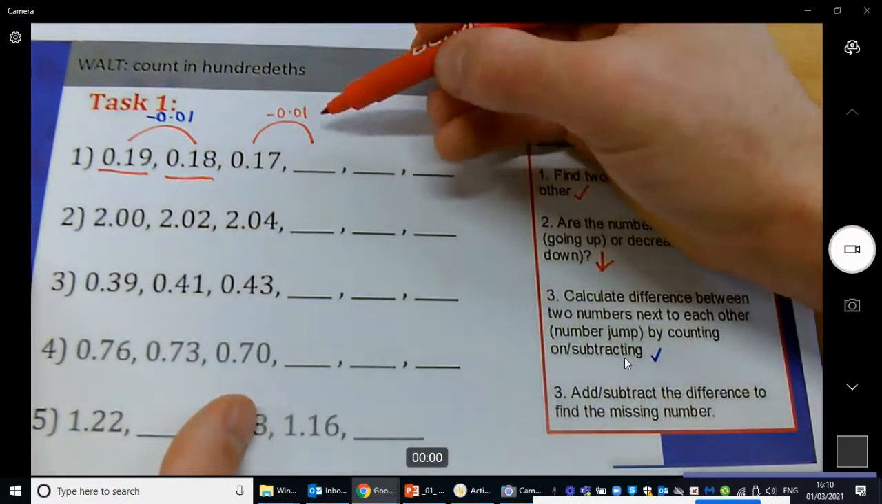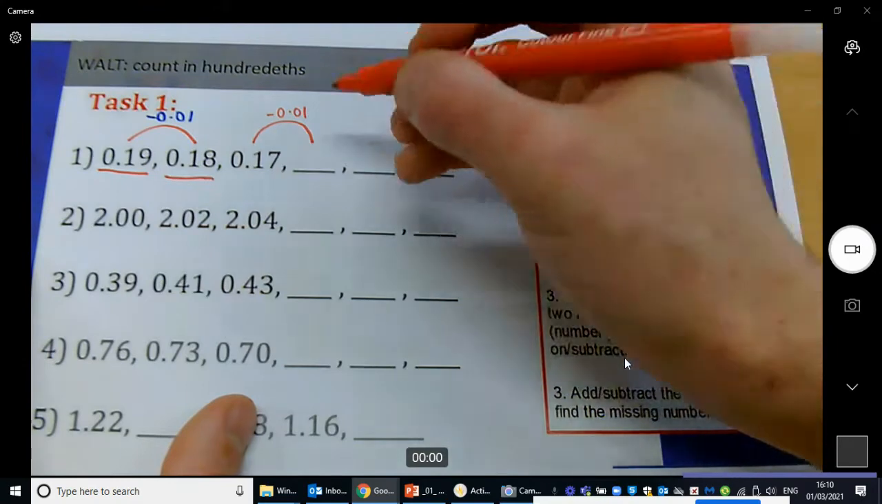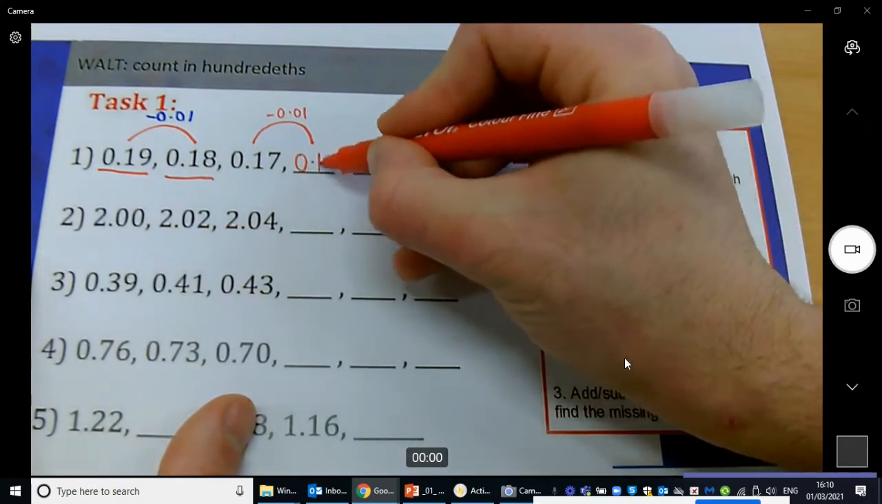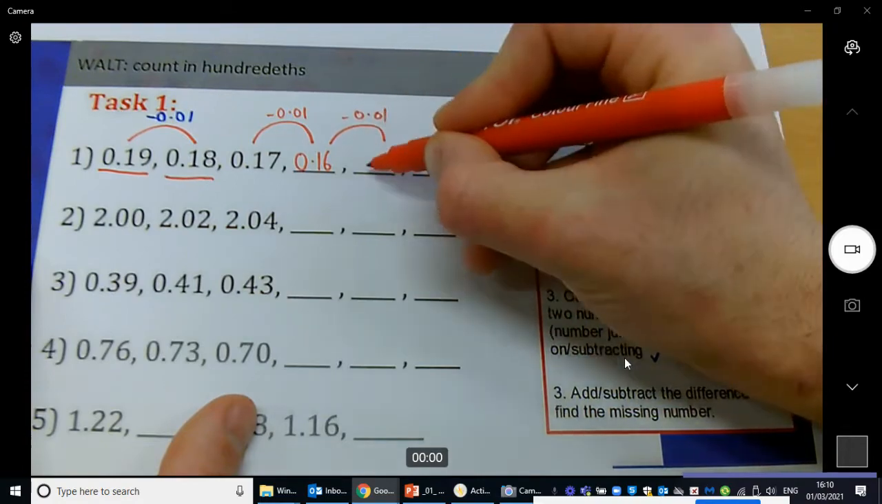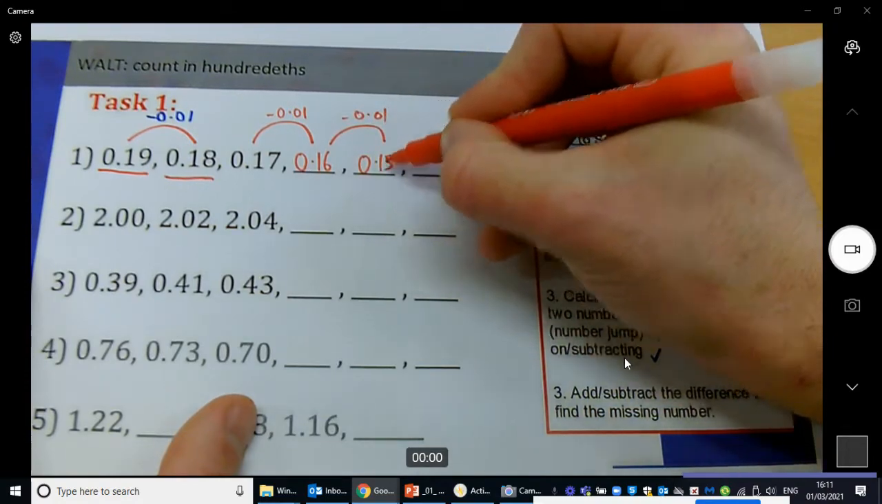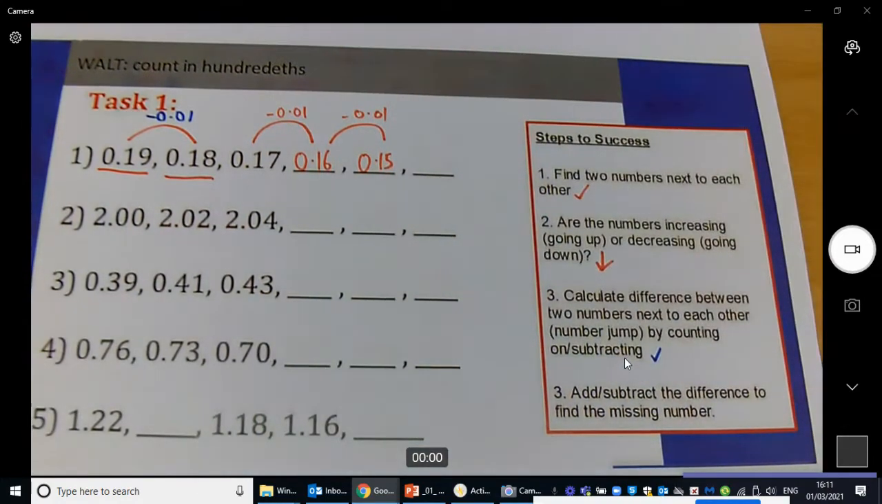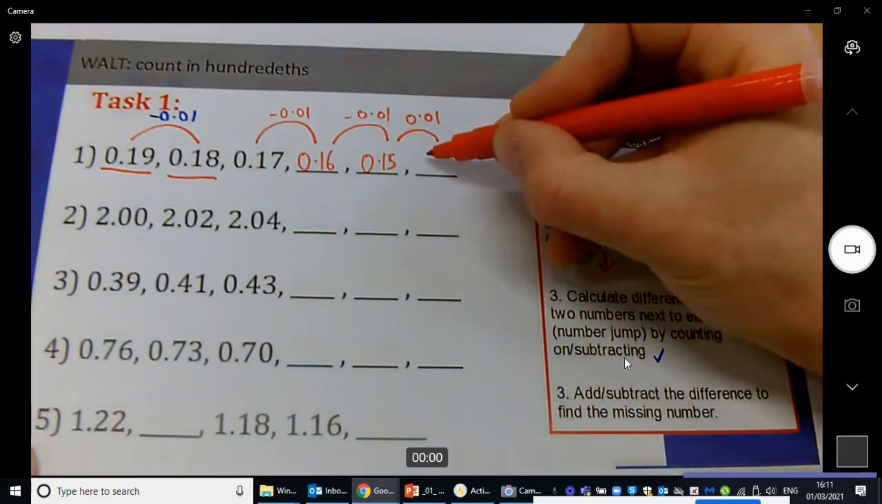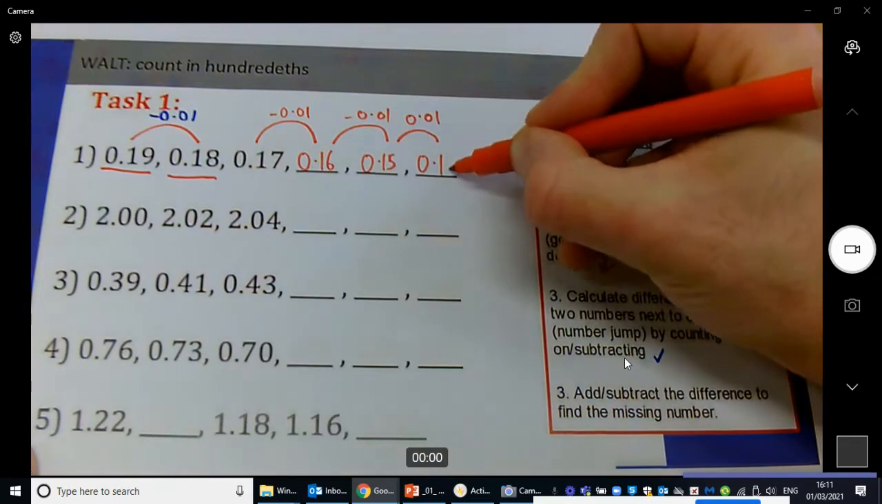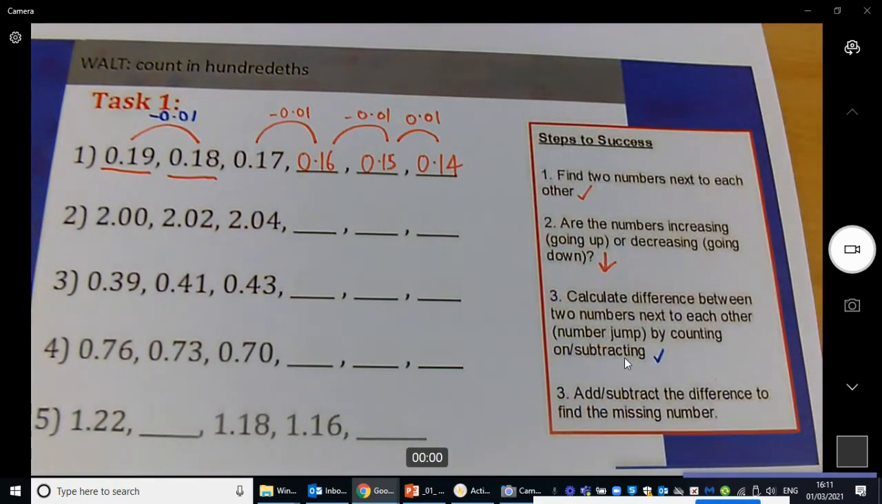So 0.01 taken away from that, 0.17 would be 0.16, 0.15, and then finally, what do you think the last one's going to be? 0.14. There we go. Excellent. So, hopefully that's helped you a little bit. Pause the video now if you haven't already, and can you go through the rest of these sequences here?